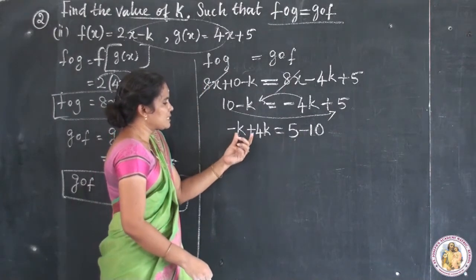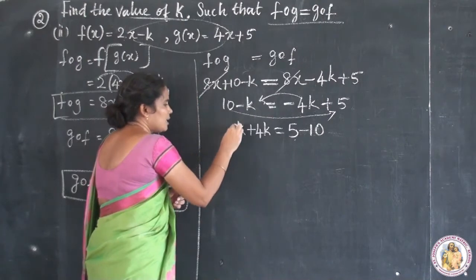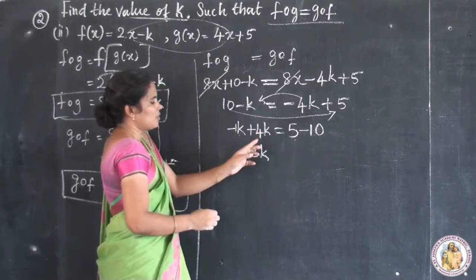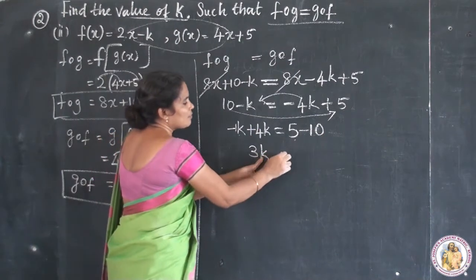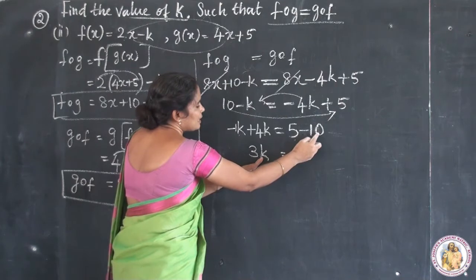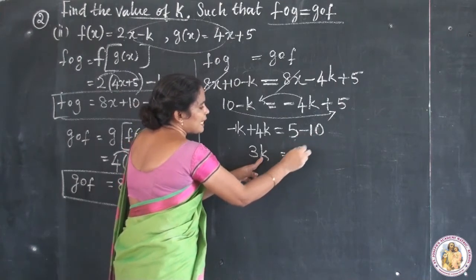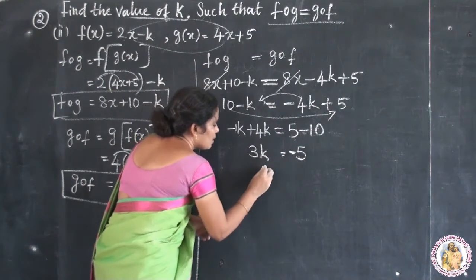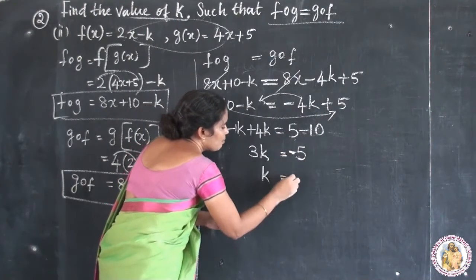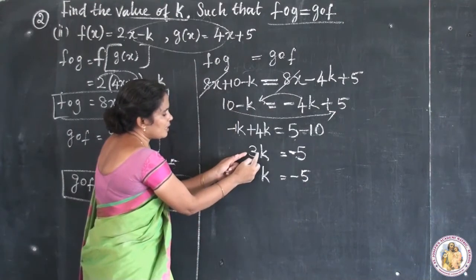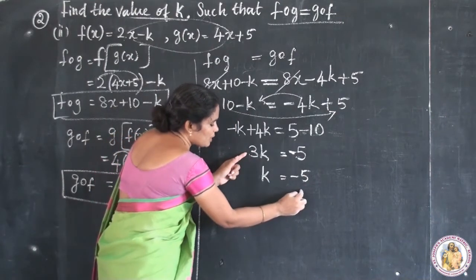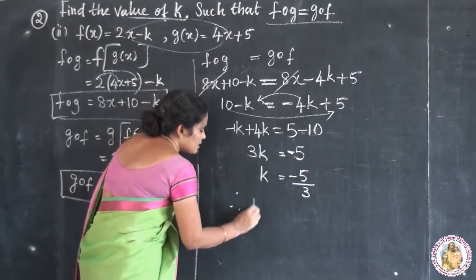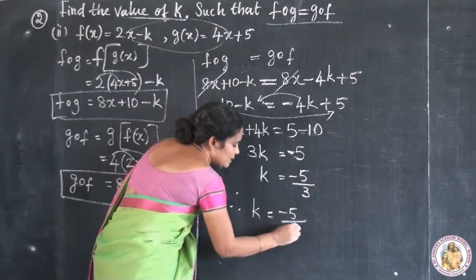Now subtract minus k and 4k. Consider here we have 1. 1 minus 4 is 3k. 4 is greater, so it is plus 3k. 5 minus 10: 10 minus 5 is 5, and 10 is greater, so write minus 5. Keep this k alone: 3k is equal to minus 5. Here 3 is a multiplication, while it moves to the right side, it goes for division. So therefore, k is equal to minus 5 by 3.